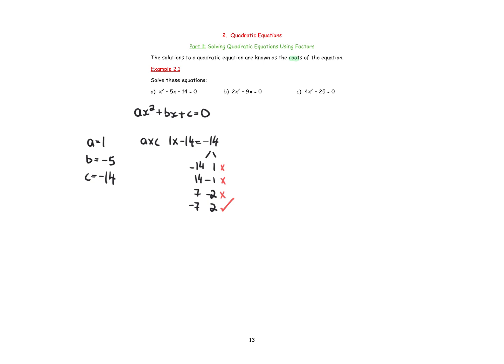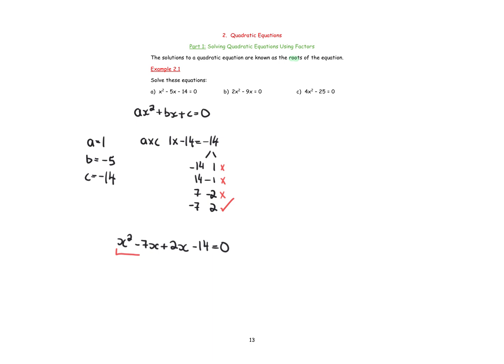Then we rewrite the quadratic equation. However, we're replacing the minus 5x with minus 7x plus 2x. We haven't done anything to the quadratic equation, as we could go minus 7 plus 2x, which will just bring us back to minus 5x.